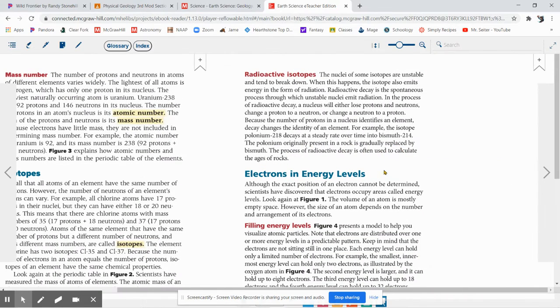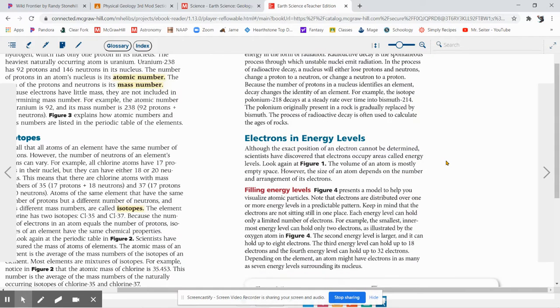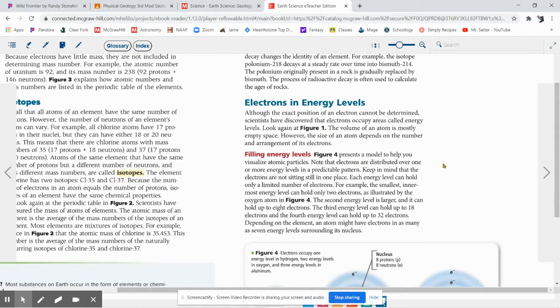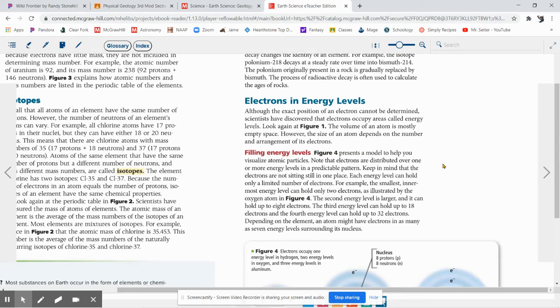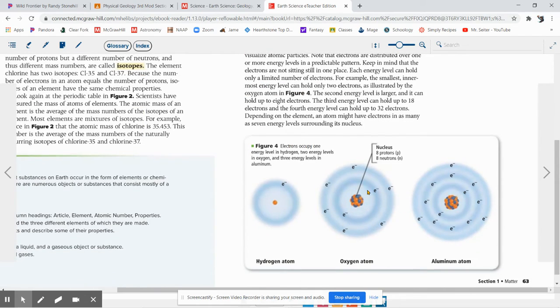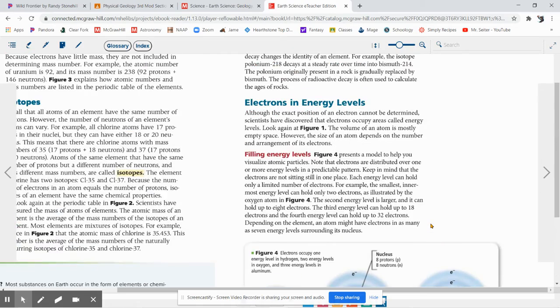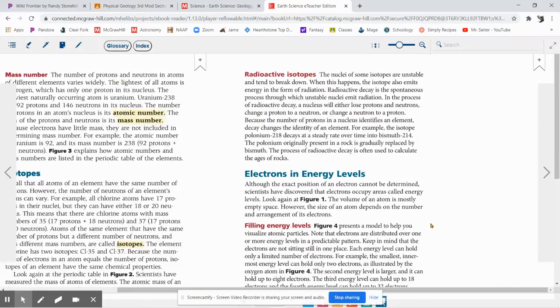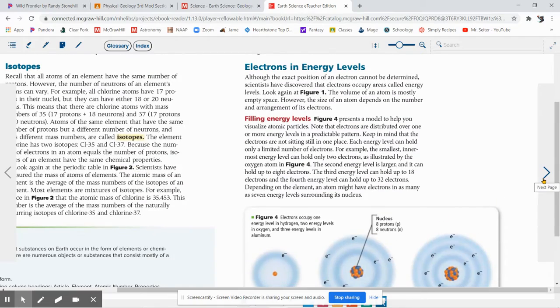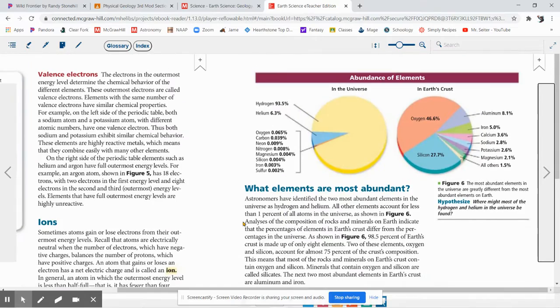There are radioactive isotopes, isotopes that break down. Carbon-14 is a radioactive isotope of carbon. Electrons and energy levels, filling their energy levels. And again, you'll see here too, 1, 2, 3, 4, 5, 6. Did they use? Oh, they used oxygen. So 1, 2, then 1, 2, 3, 4, 5, 6, 7, 8, and then 3 on the outside. Just remember these energy levels. Hopefully you learned that in chemistry if you took chemistry.